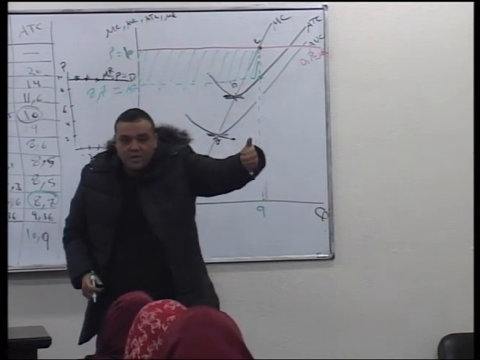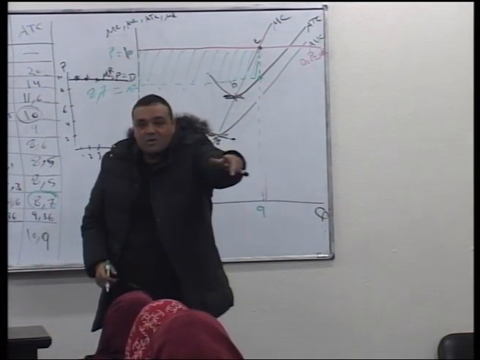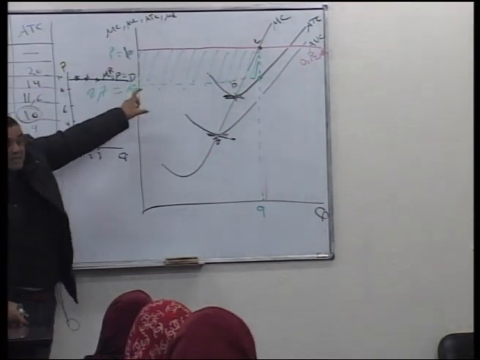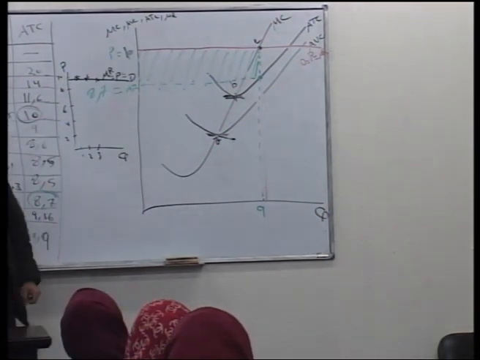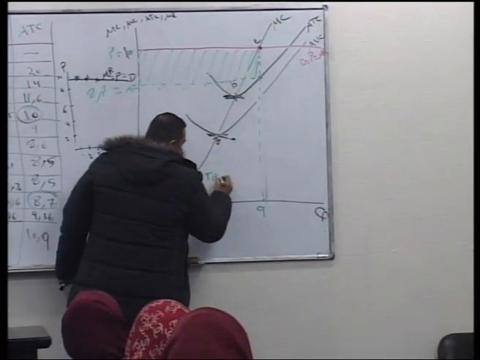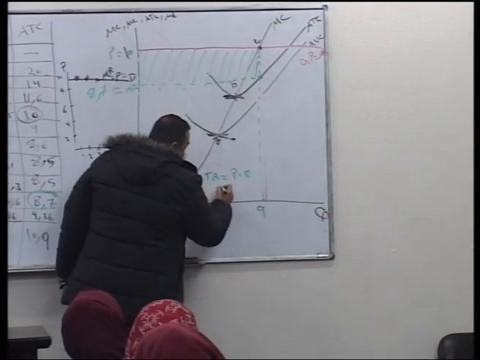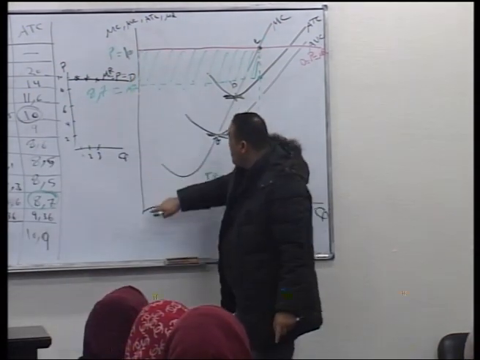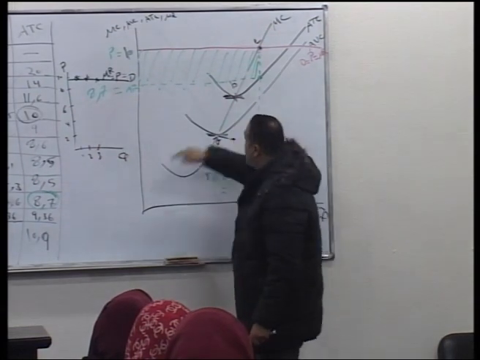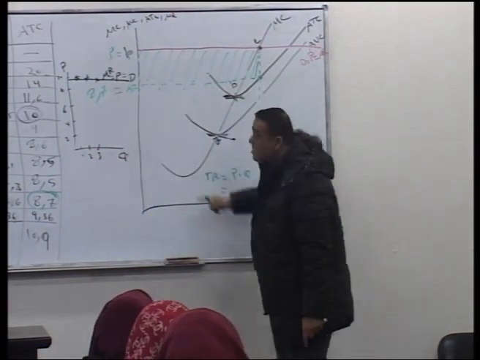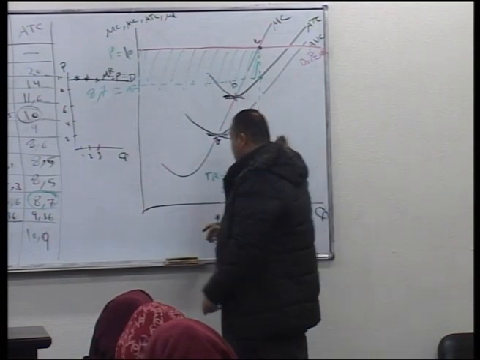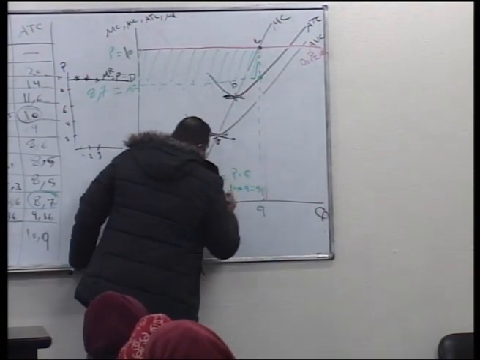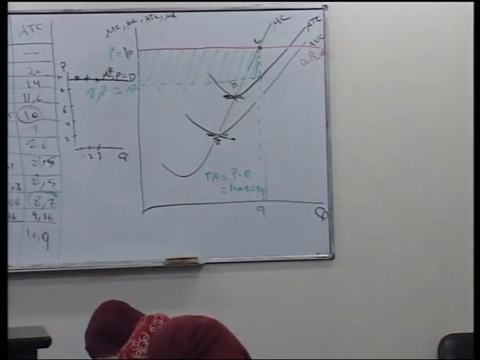Calculate total revenue, total cost, and total profit, and determine total profits on the graph. Total revenue, what does it equal? TR. Price times quantity. Price we have here. Do you see it? This whole area is called total revenue. Price times quantity. 10 times 9, 90. Is it correct?